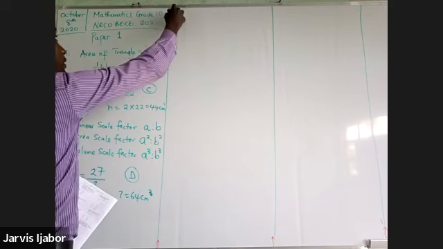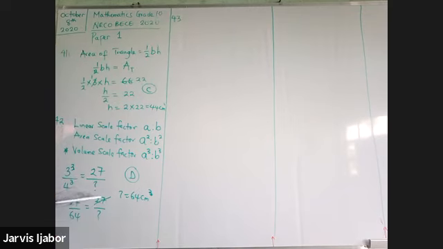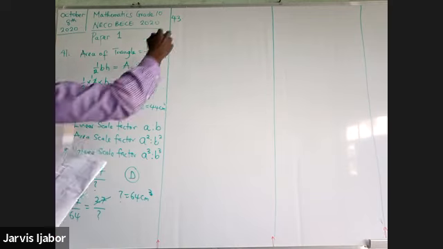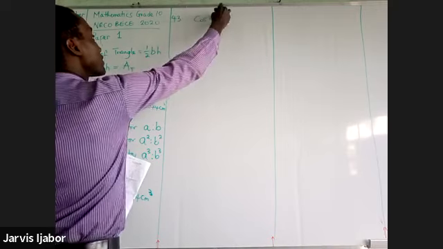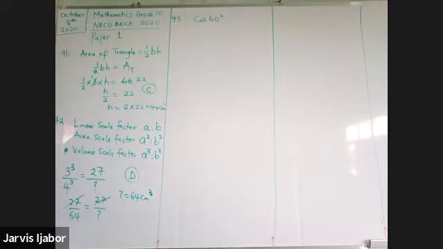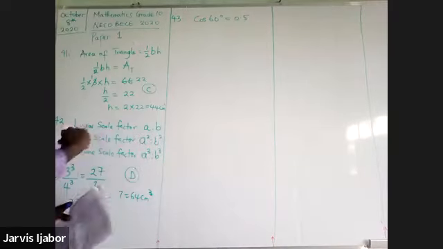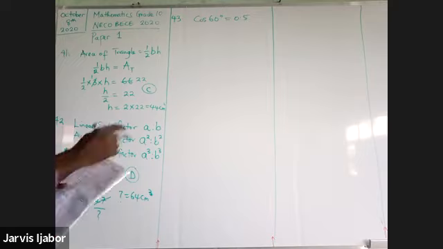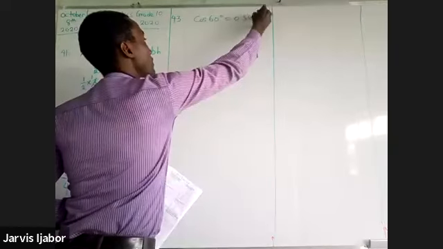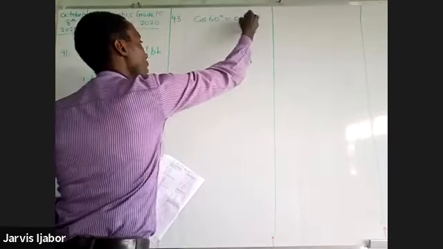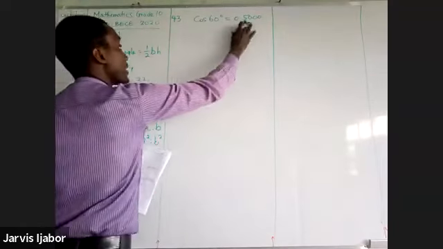Now what about 43? In question 43, we are told that using 4-figure table, find the value of cos 60 degrees. What is cos 60 degrees? Cos 60 degrees essentially is equal to what? 0.5. This is something you should know and memorize. And that answer will be D.